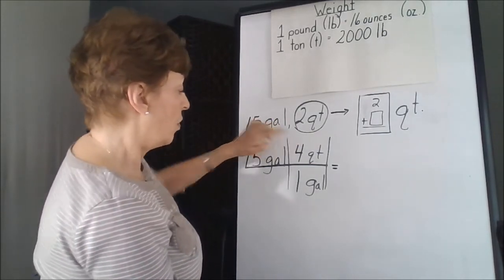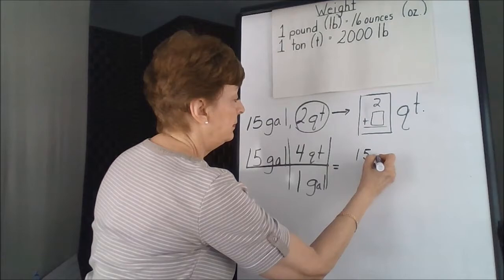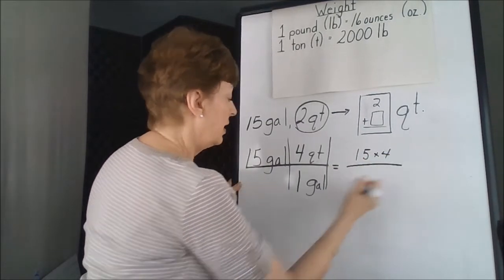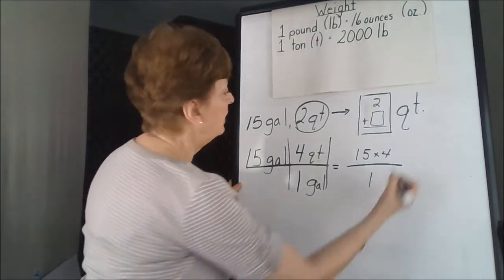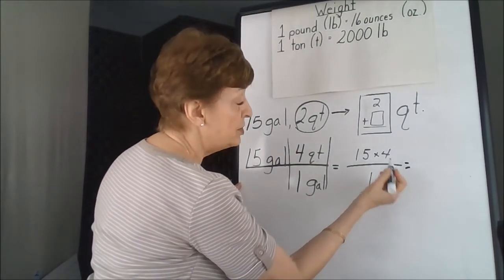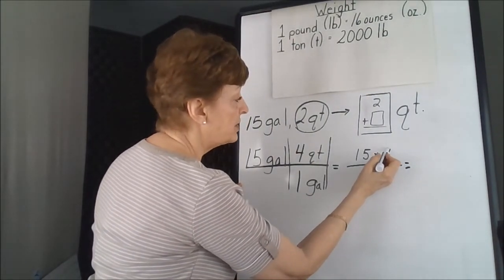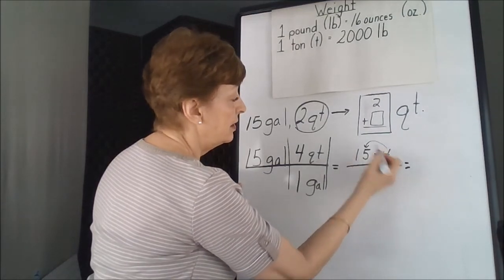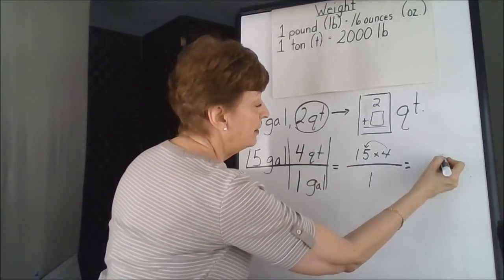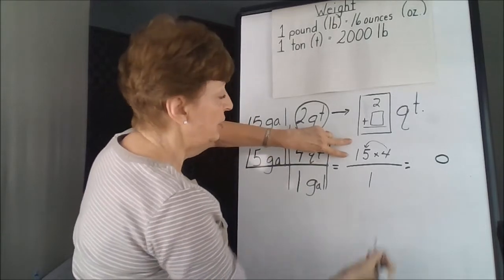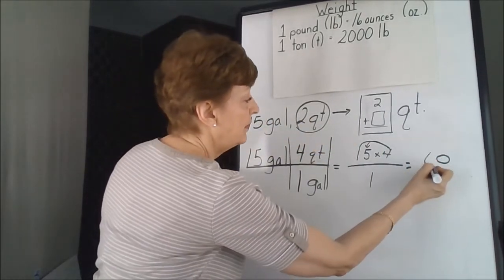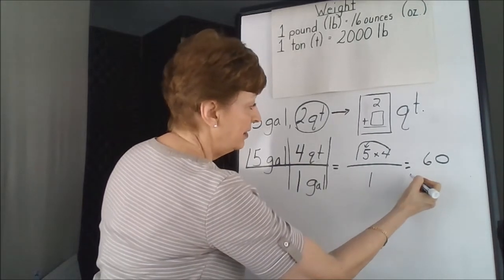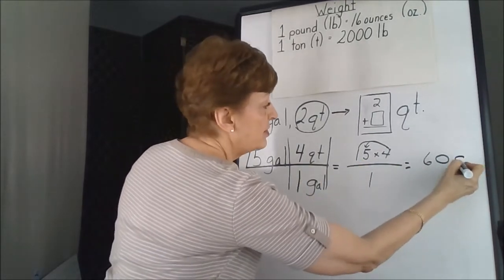15 times 4. The denominator has to be 1. That's the only number that's there. Perhaps you can multiply backwards. 4 times 5 is 20. I'm carrying 2. 4 times 1 is 4, 5, 6. So 60 is our answer with quarts.